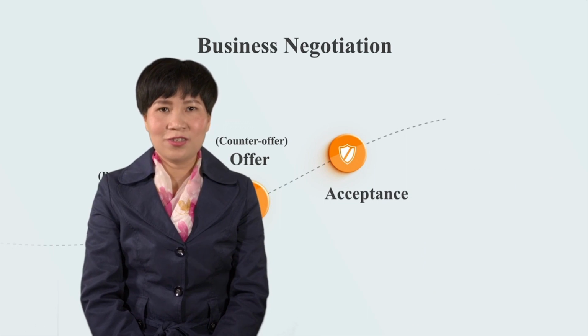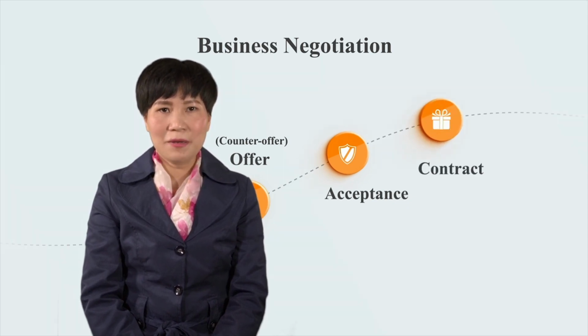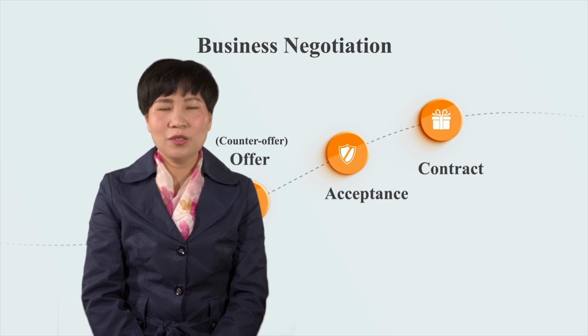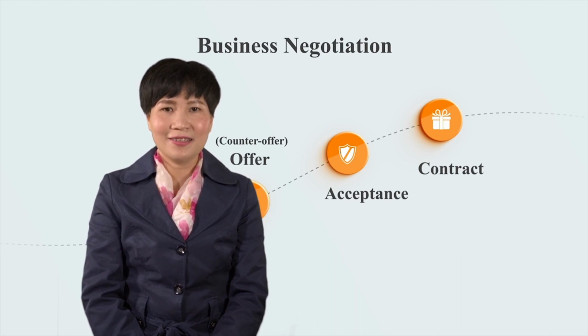Third, acceptance. If an offer or counteroffer is accepted by the offeree, an agreement is reached between the seller and the buyer and becomes effective when a contract is concluded. Fourth, establishment of a contract. A trade contract is an agreement which is concluded between the seller and the buyer based on an accepted offer, and which sets forth the obligations of the parties concerned.